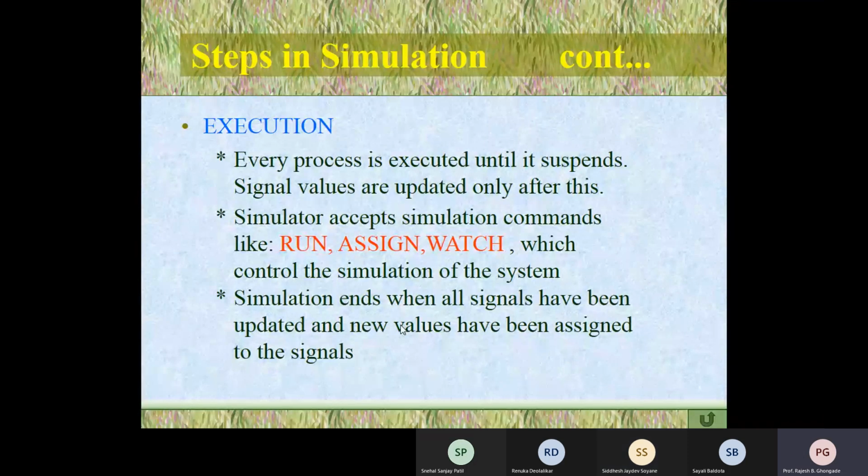Spice actually initially is some kind of a language where you have to input all the commands manually. Later on people started making use of a graphical user interface for Spice, and then came out all the GUI based simulation programs. Otherwise, in older versions, you had to manually type in the commands. Anyways, you do have that facility also. Simulation ends when all signals have been updated and new values have been assigned to the signals. This is basically what execution does.